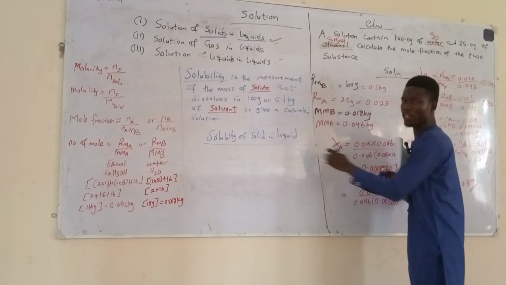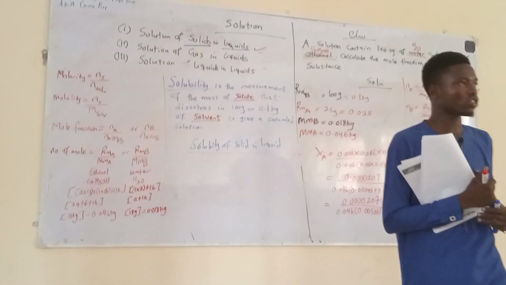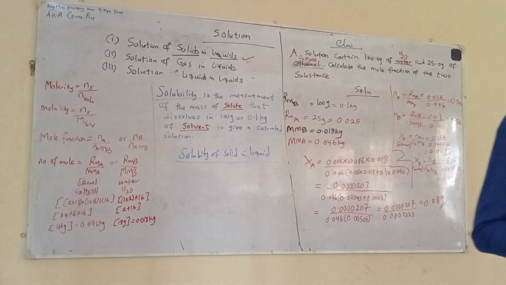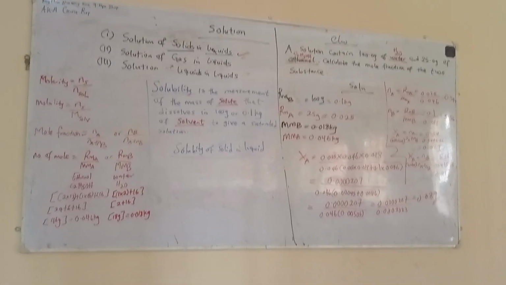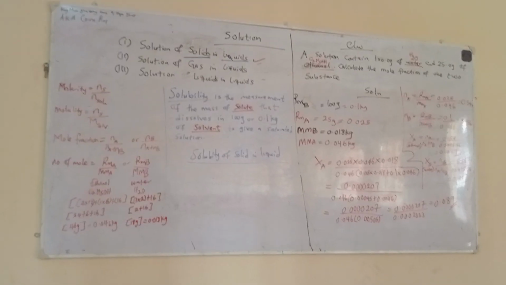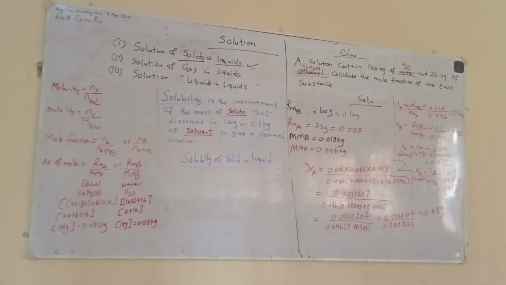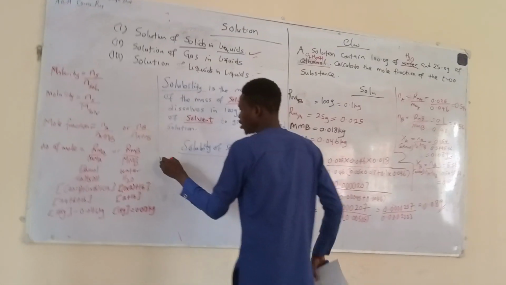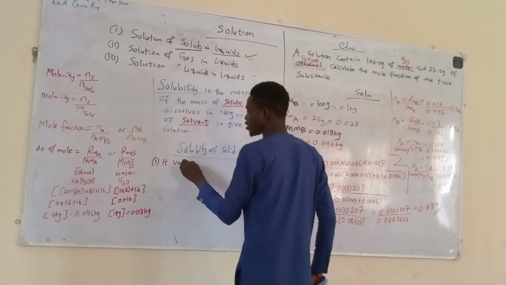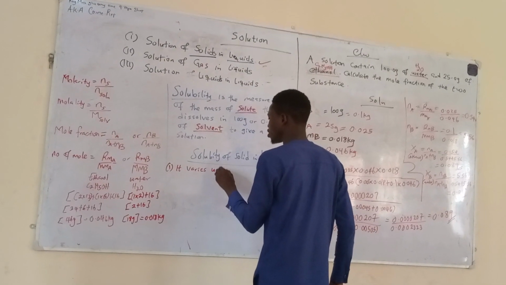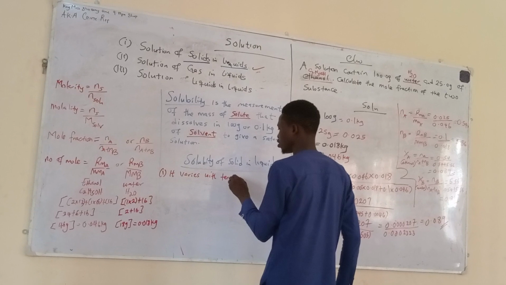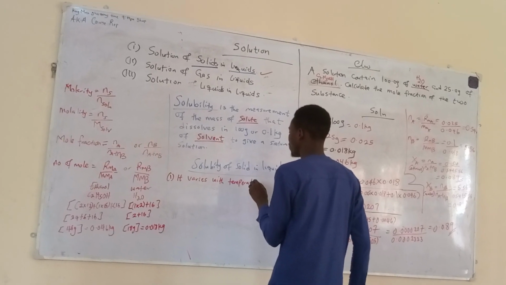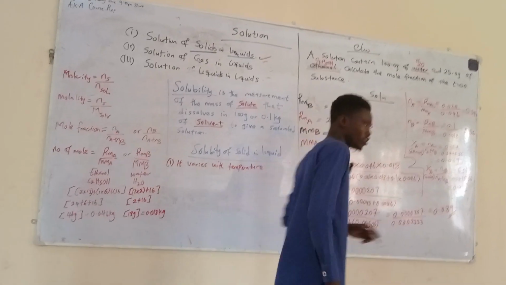How does a solid behave in liquid? That's what we want to discuss in the next few minutes. Listen to the statement and I will explain. Solubility of a solid in a liquid varies with temperature. So you can write a fact about it. Number one, it varies with temperature. That means temperature can affect it. It varies with temperature, which means that the higher the temperature, something must happen. If you decrease the temperature, something will happen.